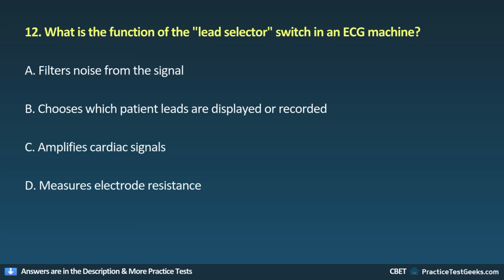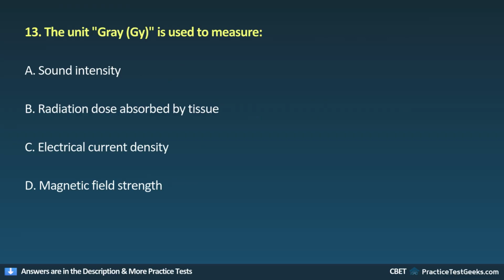12. What is the function of the lead selector switch in an ECG machine? A. Filters noise from the signal. B. Chooses which patient leads are displayed or recorded. C. Amplifies cardiac signals. D. Measures electrode resistance.